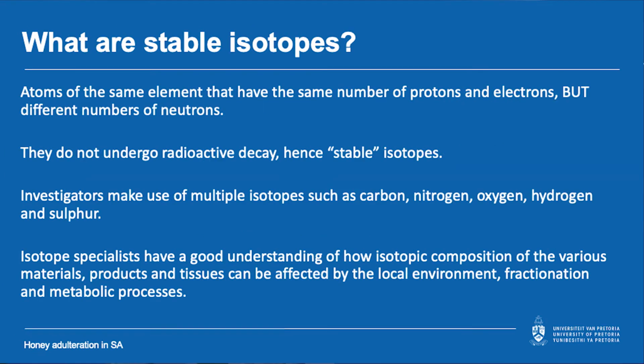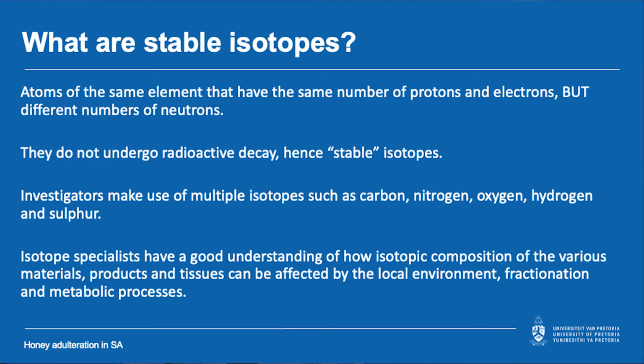So what are stable isotopes? Stable isotopes are atoms of the same element that have the same number of protons and electrons, but they differ in the number of neutrons. And this tiny, significant difference allows us to do a lot of really cool stuff. They are referred to as stable isotopes because they're not radioactive. They do not undergo radioactive decay. There are several stable isotopes that we use regularly in a wide range of research, and these are carbon, nitrogen, oxygen, hydrogen, and sulfur. Basically the building blocks of pretty much everything around us.